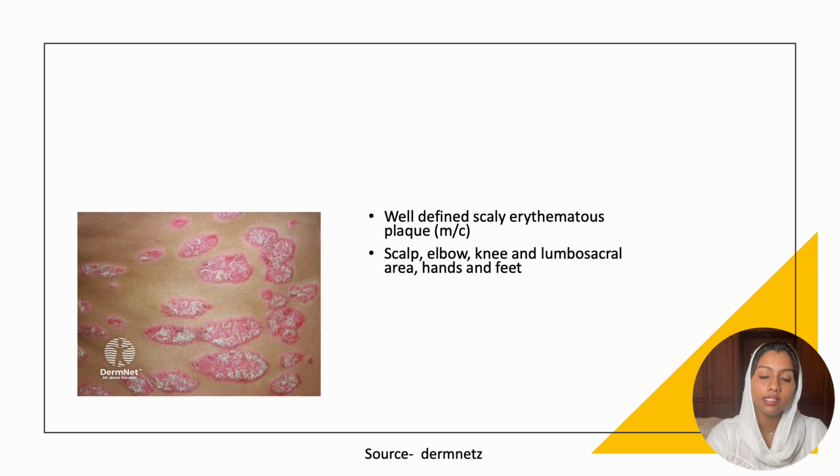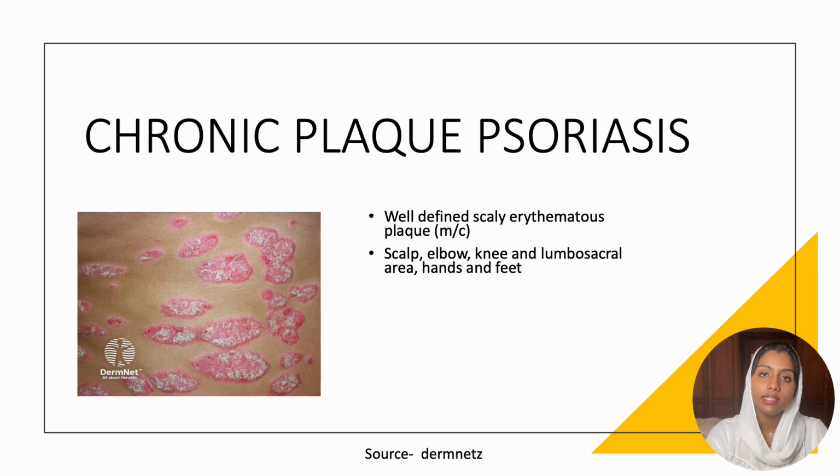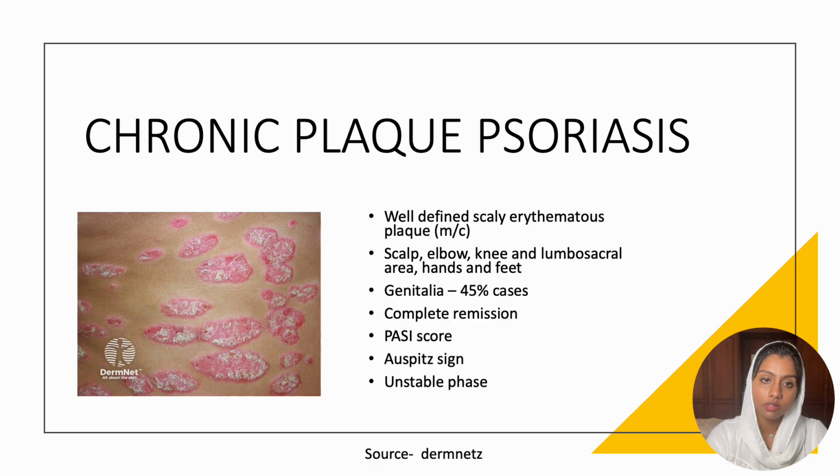Another thing is that you can look for what we call the Auspitz sign as a confirmatory sign. Here you take a glass slide and scrape off the superficial layers of scales, and what you can see is pinpoint bleeding. This is not routinely done, but it is something that you can do in order to confirm psoriasis. That's called the Auspitz sign. And then there is possibility for complete remission in chronic plaque psoriasis.